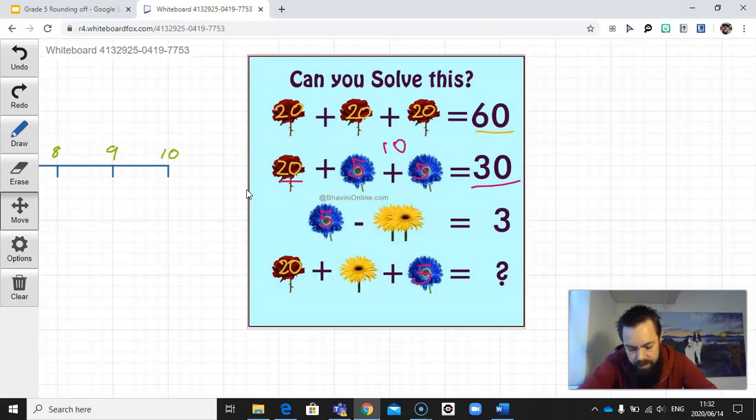Now we're down to the next line. In the next line, you can see that we've got 5 minus something gives me 3. So together, these are worth 2, but they're 2 flowers. So 1 flower would be worth 1, which means that in this line, I'm going to put a 1. 20 plus 1 is 21, plus 5 is 26. And so your final answer for the question mark is 26.